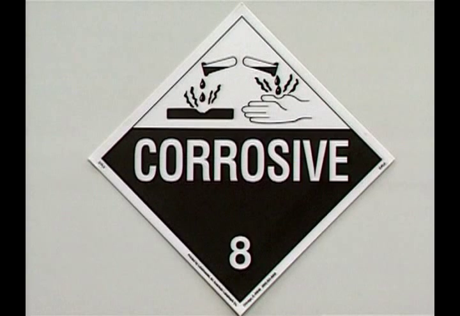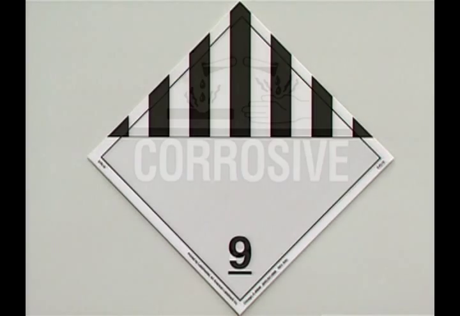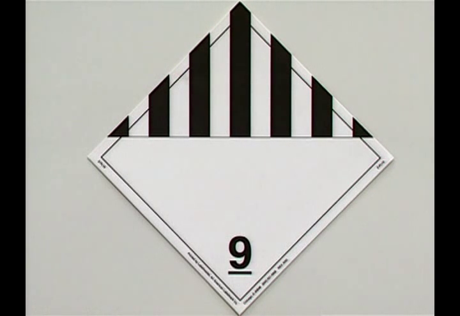Class 8 corrosive placards are half black and half white with the symbol of test tubes dripping on a bar in a hand. Finally, Class 9 miscellaneous hazardous materials are placarded with a white placard with the upper half showing a series of black vertical bars.